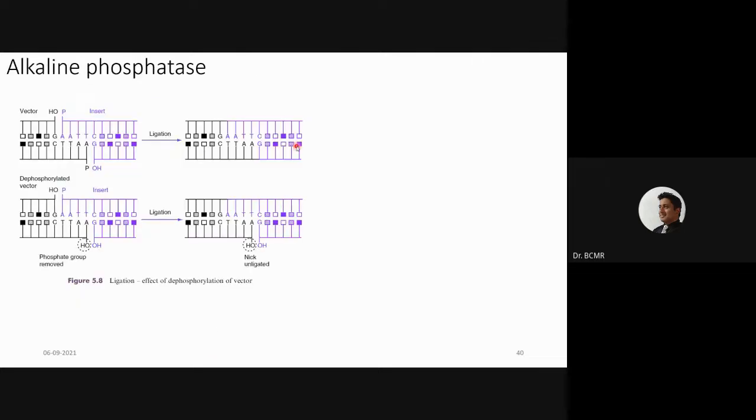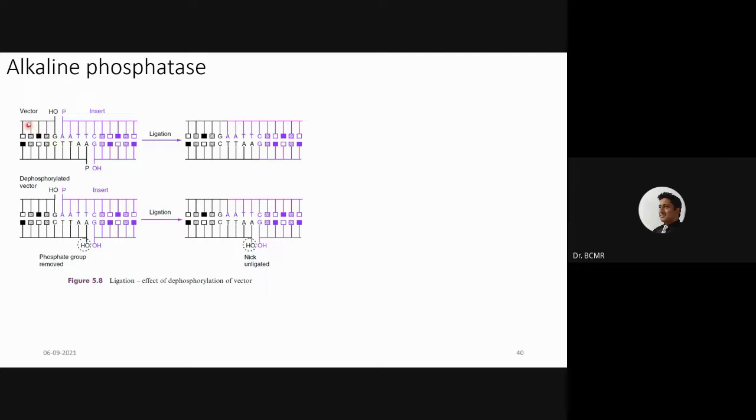So there is also an enzyme called alkaline phosphatase. Phosphatase, the enzyme that removes the phosphate group, is called phosphatase, as opposed to kinase. We will learn about polynucleotide kinase somewhere. Kinase is an enzyme that transfers a phosphate group to the substrate, one of the substrates. So alkaline phosphatase will remove the phosphate group.